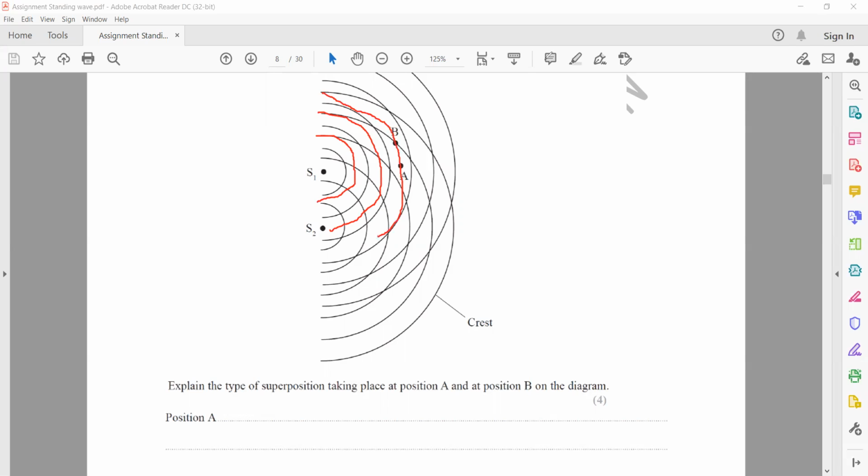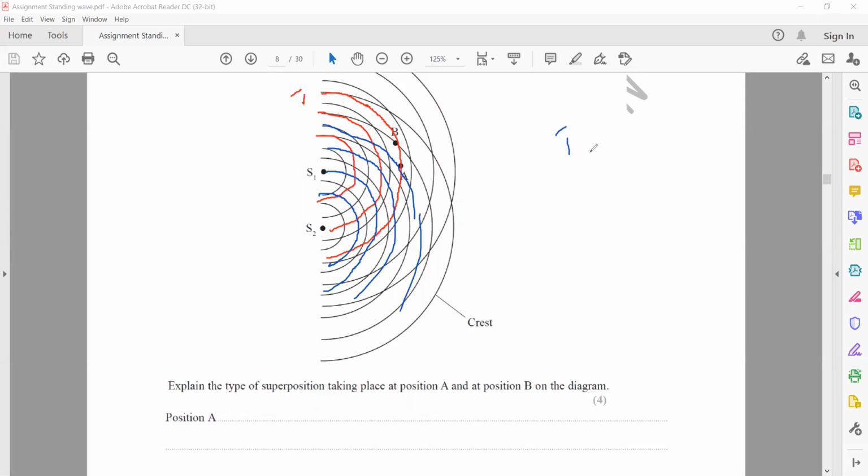So this red line is representing the trough for source 1. And the dark line is representing the crest for both. So this is the trough for source 1. And when I use blue lines to represent the trough for source 2, this will be the trough, because between the two crests there will be a trough. So when I draw the trough for source 2, you can see the trough is joining with the trough.